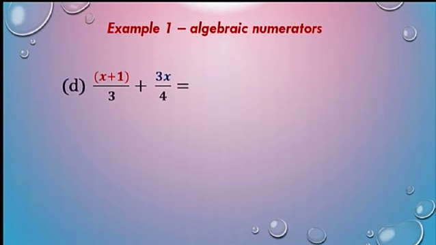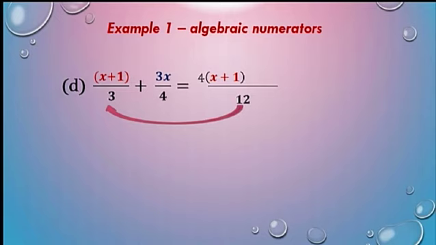Now look at these two algebraic fractions. In the first fraction, we have x plus 1 over 3. In the second fraction, we have 3x over 4. The procedure remains the same. The LCM of 4 and 3 is 12. 12 divided by 3 is 4. We multiply 4 by x plus 1, which is the numerator of the first fraction. Then 12 divided by 4 is 3, times 3x.